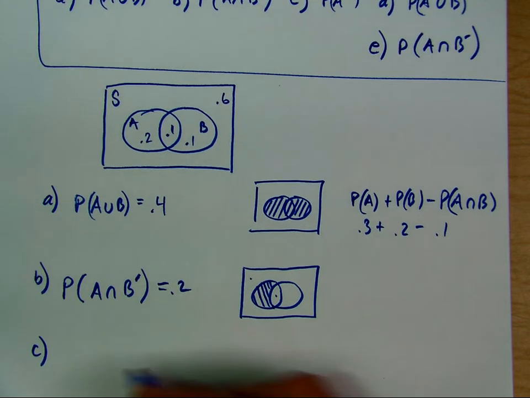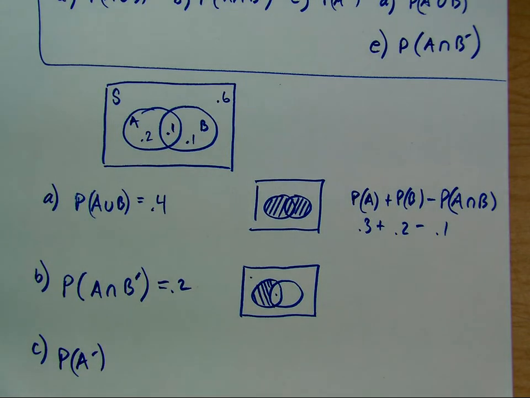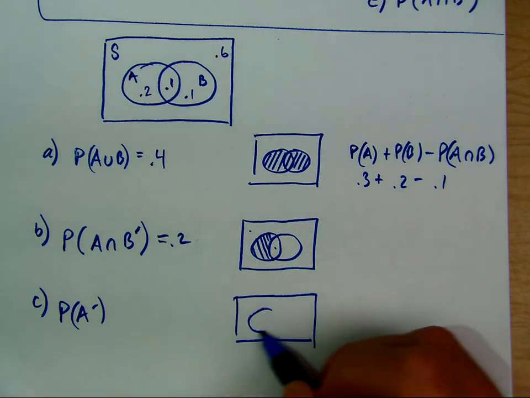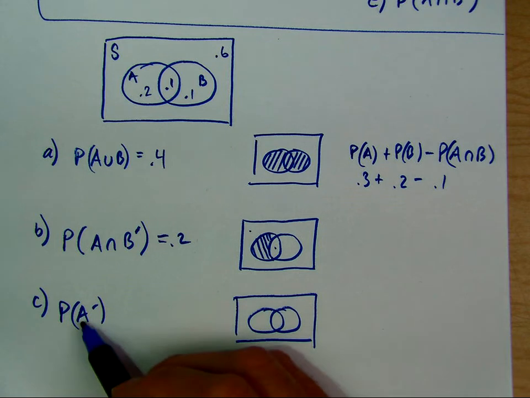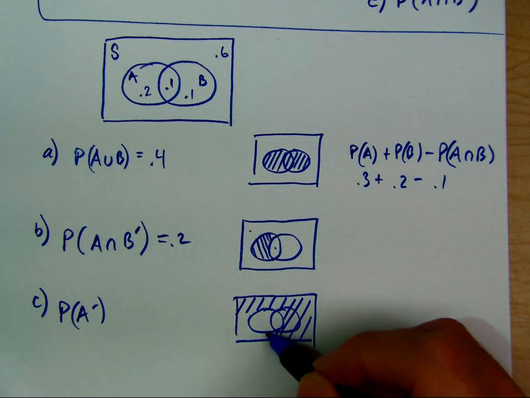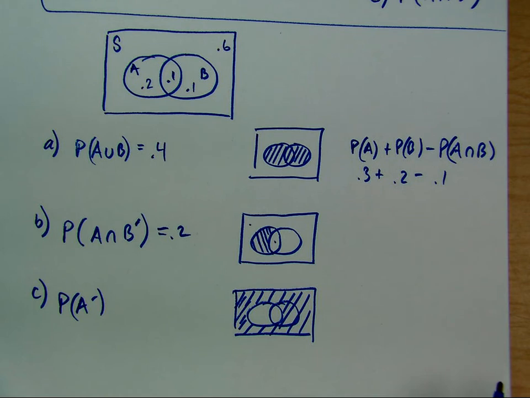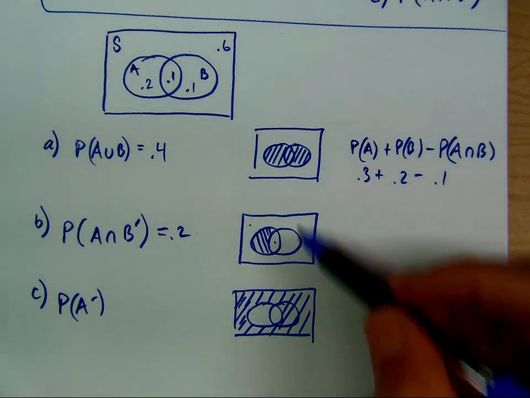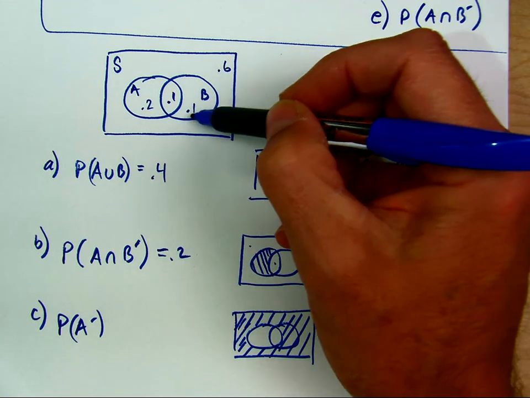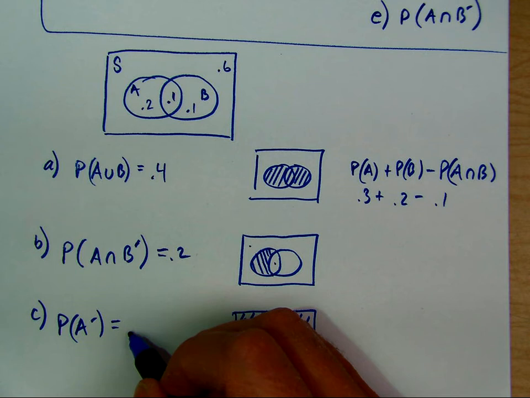All right. And part C, probability of the complement of A. Complement of A, everything outside of A, so we're going to shade everything outside of A, and then just add up that area. So we don't want any of this. We could say it's 0.6 plus 0.1 is 0.7. We can also say that it is 1, the whole rectangle, minus 0.3.